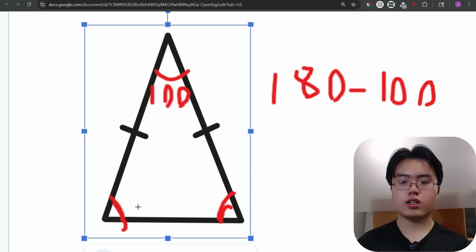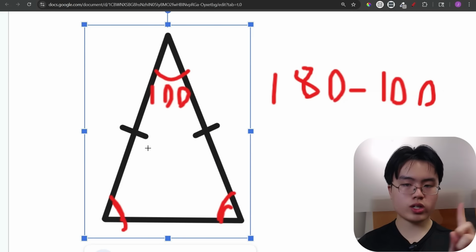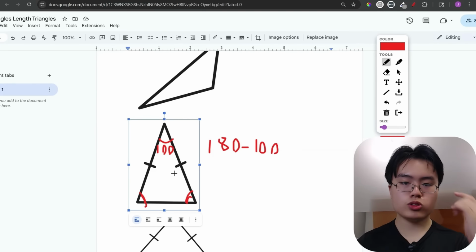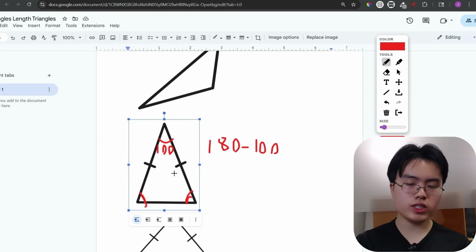So basically, any time it's an isosceles triangle and you know one of the angles, you're able to find the other two. So this is the strategy. If you see an isosceles triangle in the question, you should be thinking to yourself, oh, I just need to find one of these angles that allows me to get the other two.